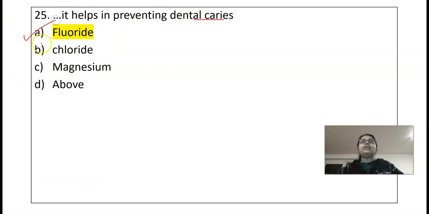Then the last question, dash helps in preventing dental caries. Here I have already highlighted it as fluoride. Doctors say to always use fluoride-containing toothpaste for your teeth because it will prevent dental caries, but fluoride content should be very low, not excess. If excess fluoride is there, it can even lead to death. Only a very small percentage of fluoride is okay for our body. So fluoride is the correct answer.